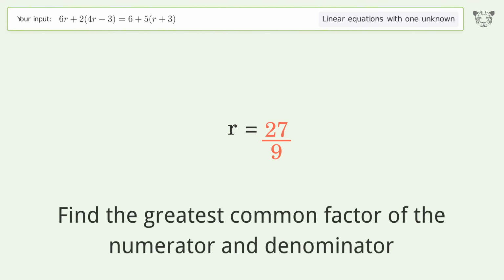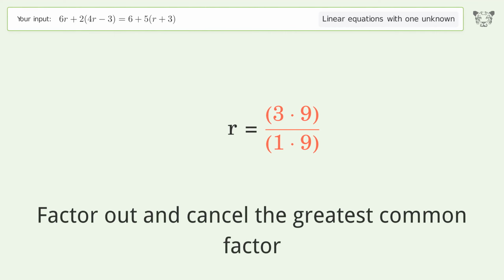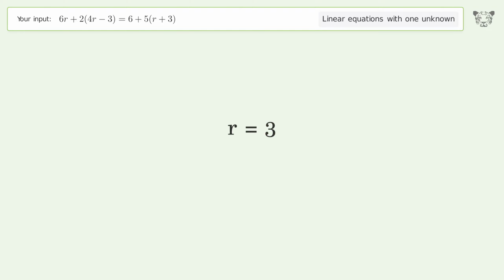Find the greatest common factor of the numerator and denominator. Factor out and cancel the greatest common factor. And so the final result is r=3.